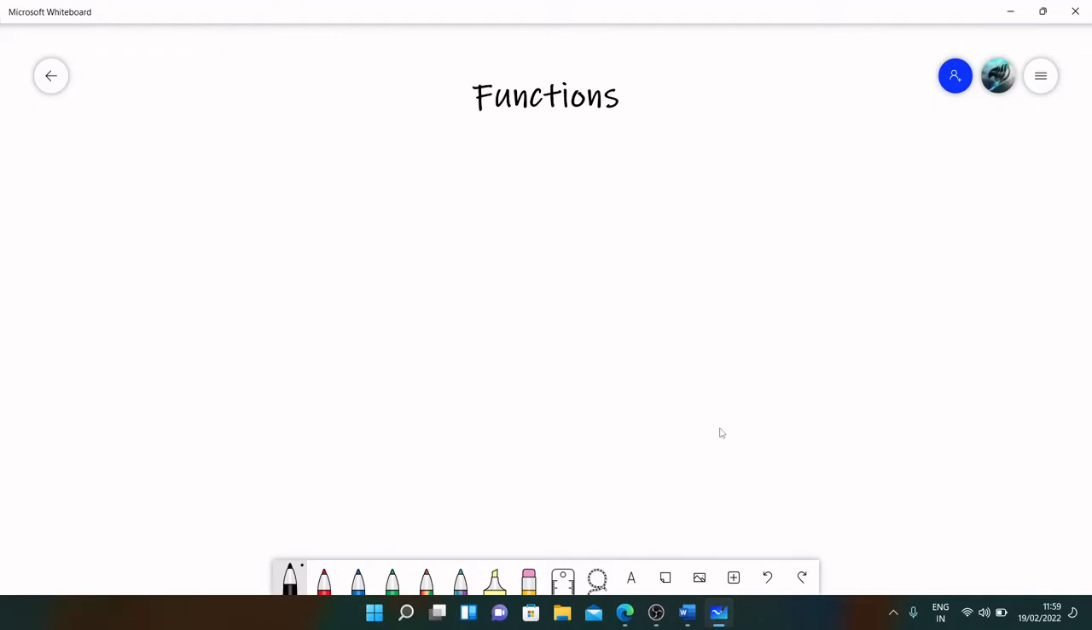In this video, we'll be looking at a concept called functions. Functions can be defined as a set of answers for a set of questions. Let us start by finding out some properties of functions. Functions have two sections to them, a domain and a range.